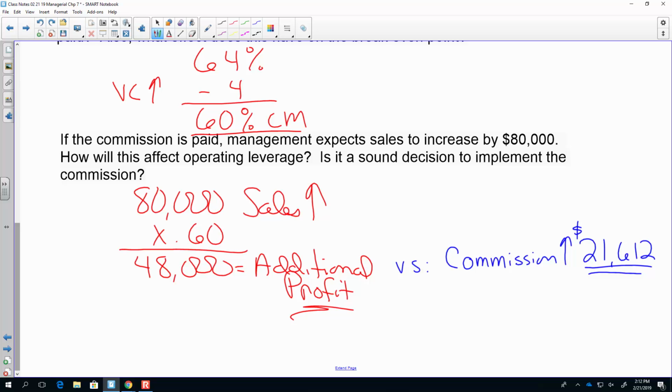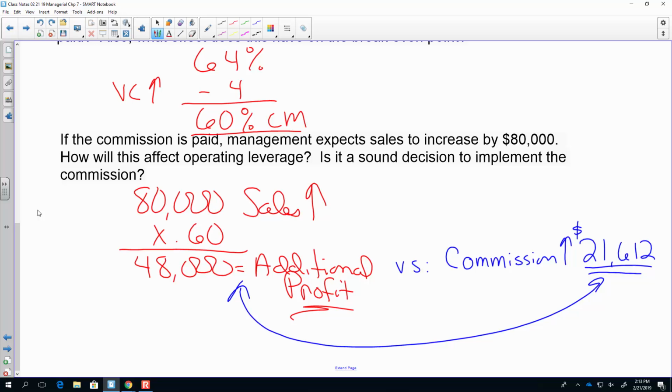So looking at this, if I'm making 48,000 more, that's my additional contribution margin, and I compare it to the additional expense, it looks like it's a good decision. I'm making enough on my product to pay for that commission. So that's the kind of the goal here. And again, this is more complex than what you'll see on the test, but this is something that you can really do quickly when you have that ratio information.